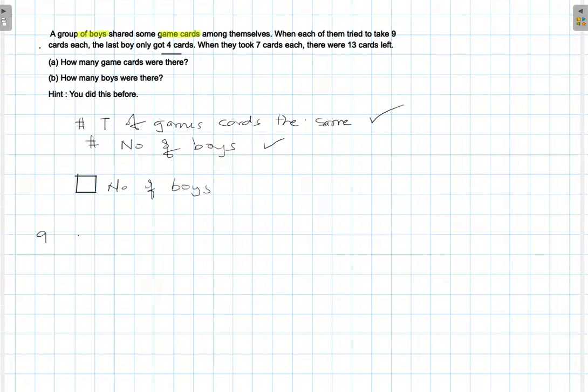How to draw it here? 1, 2, 3, 4, 5, 6, 7, 8, 9. Okay. So the last boy here will only get 4 cards. Which means this is the total number of cards.